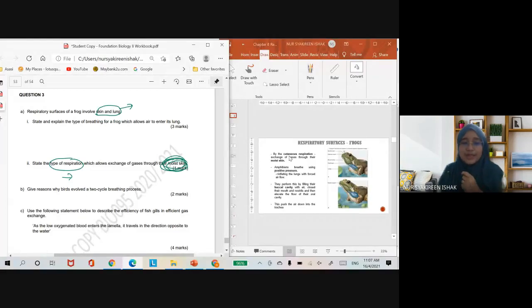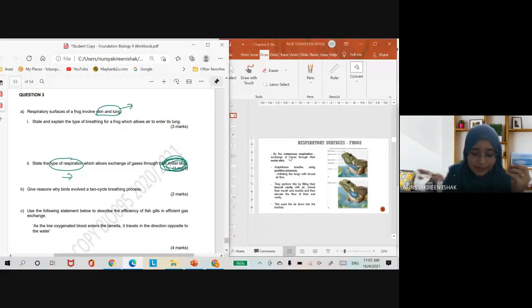Okay, so that is two-cycle breathing process. So the air that move from the trachea into the posterior air sac, into the lung, into the anterior air sac and out. So this is one direction of airflow. Okay, unidirection, one direction. Okay, so itulah jawapan dia. Okay, so you should be able to explain.